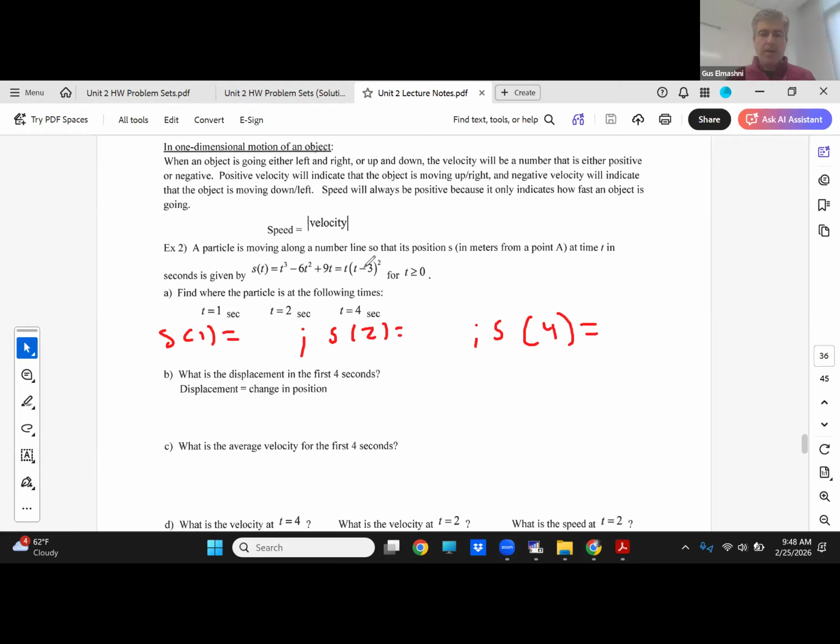Well, S of 1 is going to be 4. S of 2 is going to be 2. S of 4 is going to be 4. And don't forget the units, by the way. But yeah, we do have units. Yes, so you guys say meters also. So be mindful about that. So pretty easy, right?